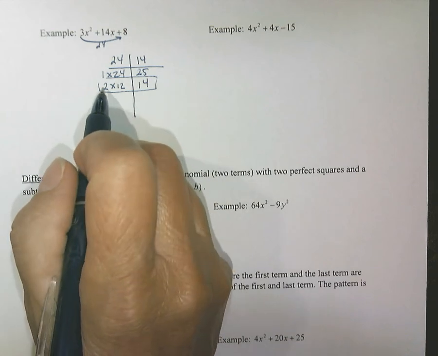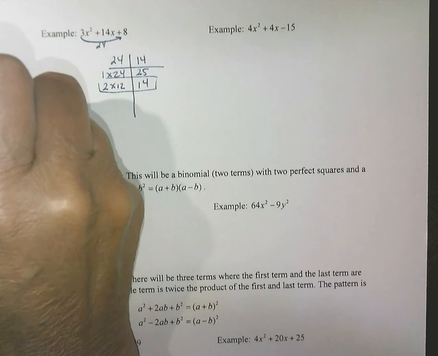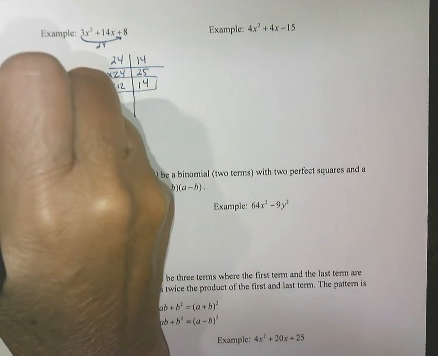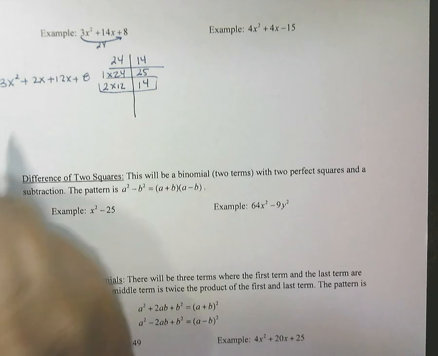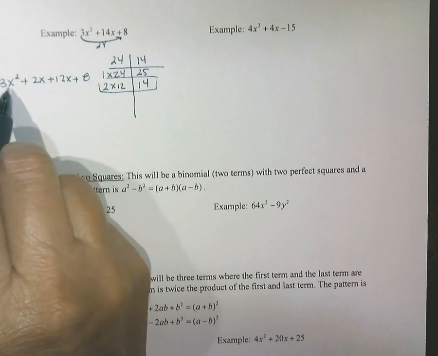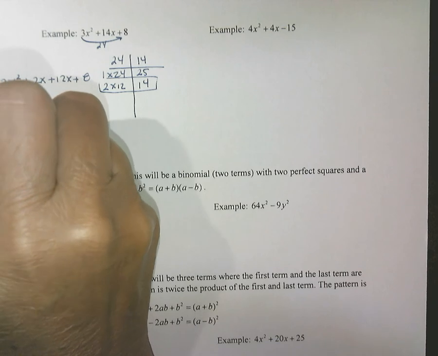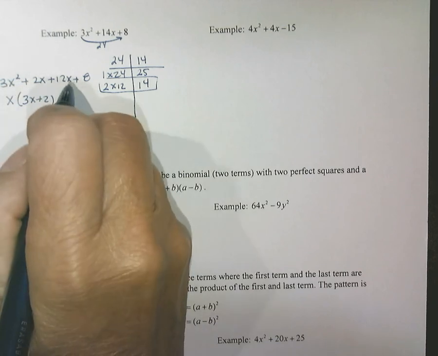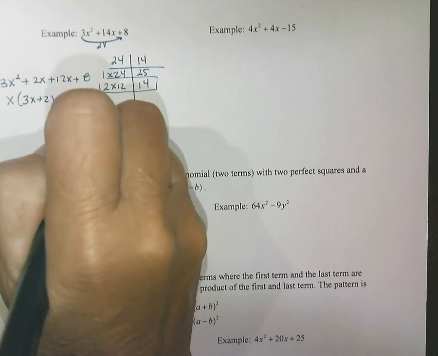So now I've got this 3x squared plus 2x plus 12x plus 8. This 2 plus the 12 gives me my 14. So now I can factor greatest common factor. Out of 3x squared plus 2x, I've got x, and I'm left with 3x plus 2. From here, I can take a 4, and I'm left with 3x plus 2.